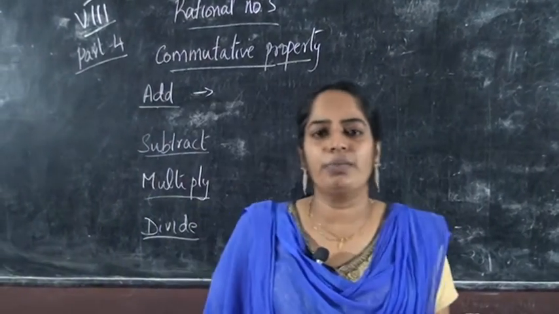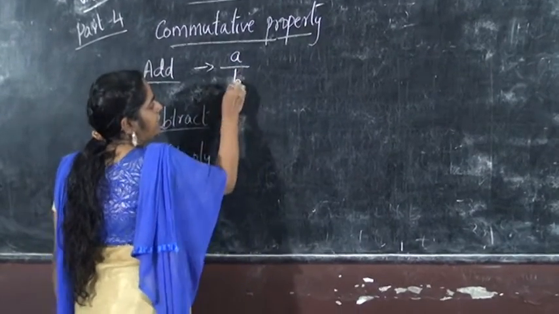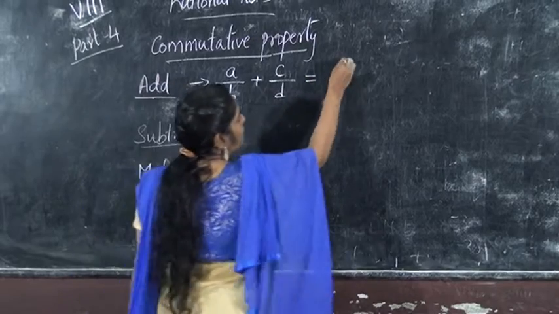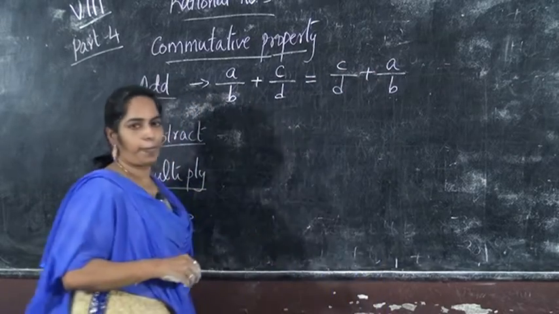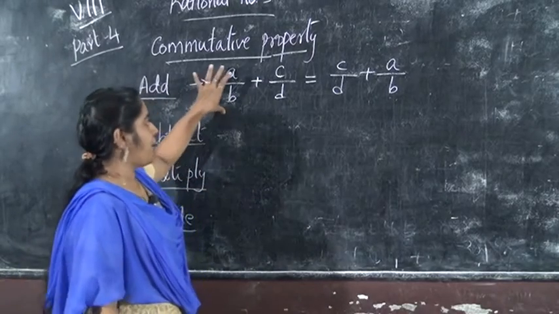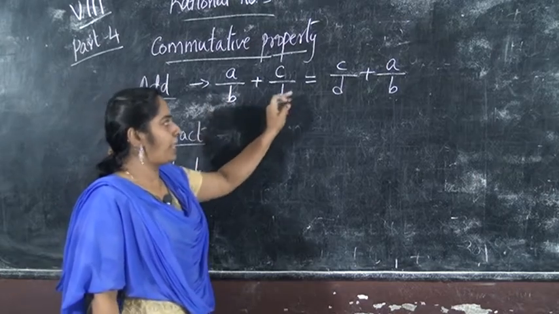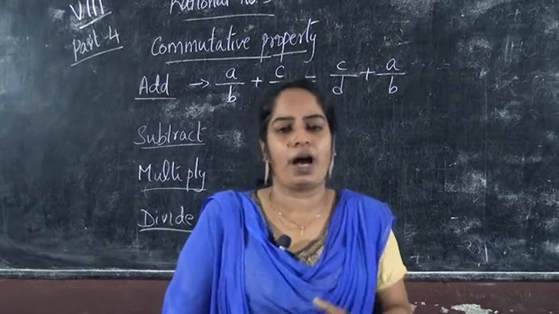For rational numbers here, a by b plus c by d will be equal to what? c by d plus a by b, isn't it? This is the rational numbers form we studied, a by b, that is the p by q form. a by b plus c by d will be equal to c by d plus a by b. This should be applicable, right?